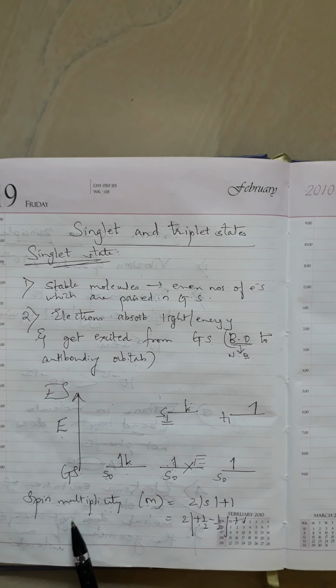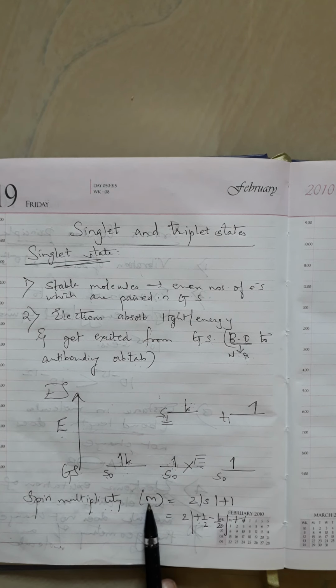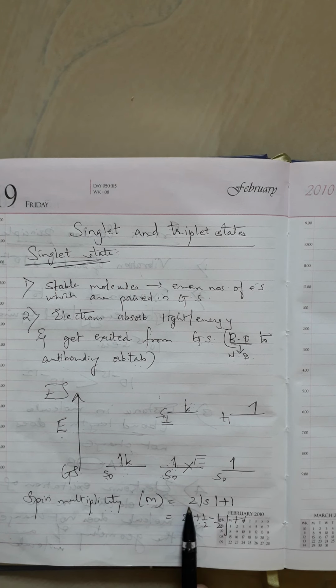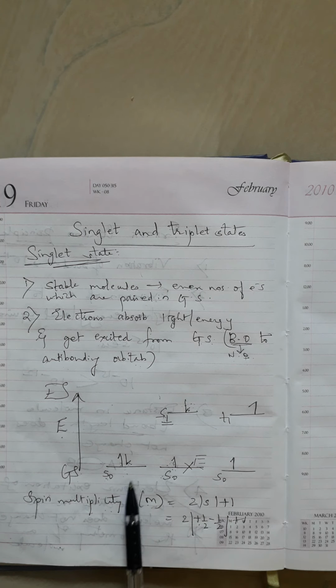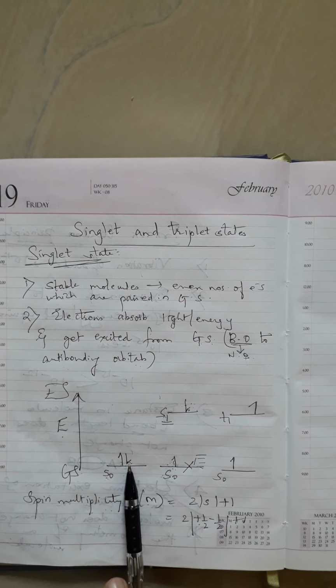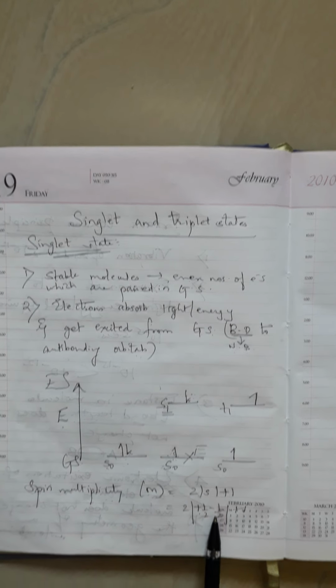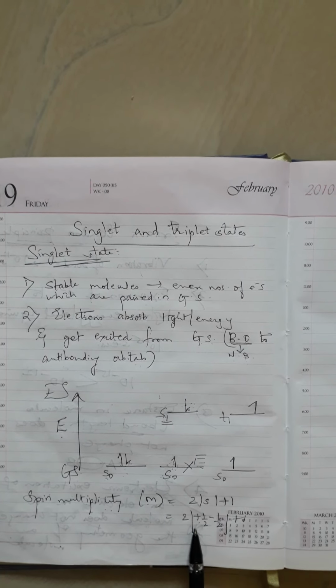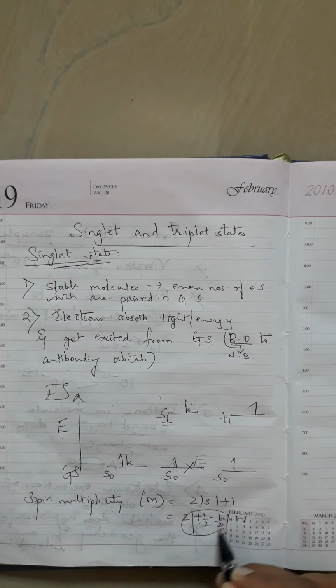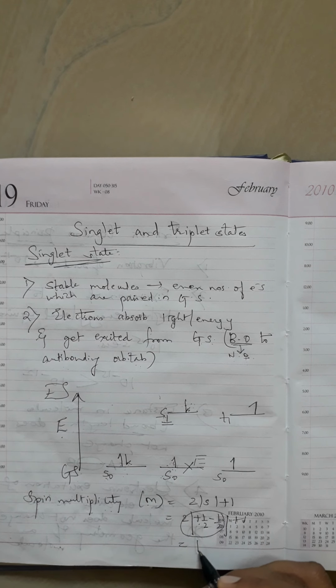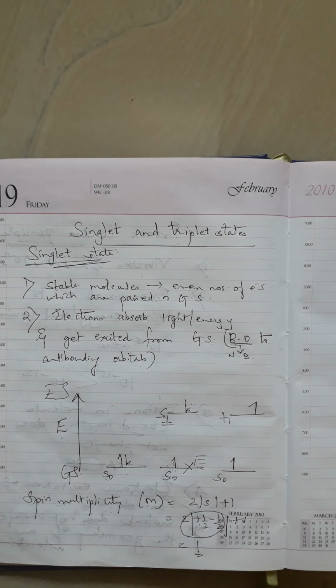Now we have to calculate the value of spin multiplicity, which is represented by capital M. The formula is 2 in the modulus spin plus half. The electron which has spin in the upward direction is represented by plus half, whereas the one whose spin is directed in the downward direction is minus half. Plus 1. This plus half and minus half will cancel one another, so this entire thing becomes 0. So 0 plus 1 is how much? 1. So the value of spin multiplicity for singlet is 1.